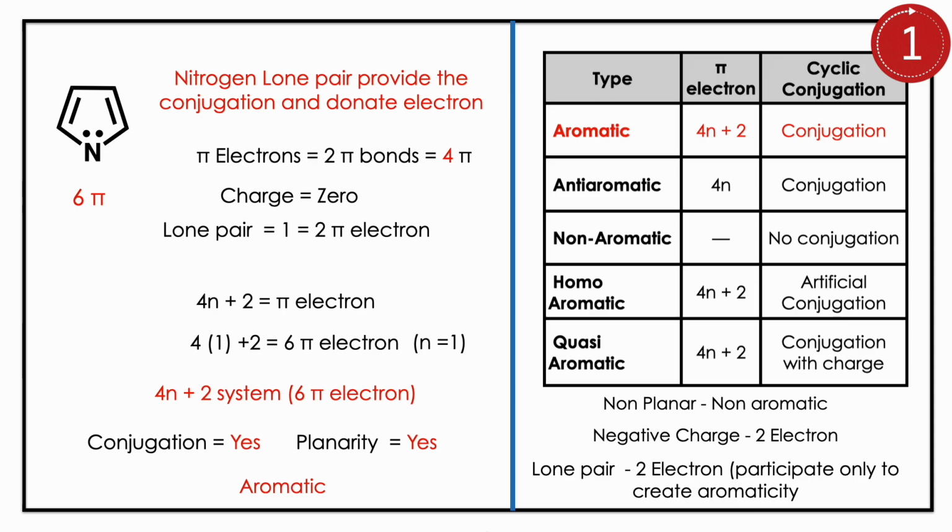So it is a 4n plus 2 system with 6 pi electrons, where n equals 1. It is definitely conjugated because the lone pair provides the conjugation. Planarity is definitely there. So it is 4n plus 2 and conjugated. Planar means the given compound is aromatic.